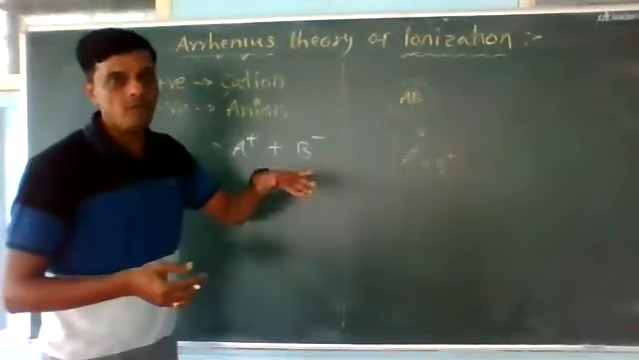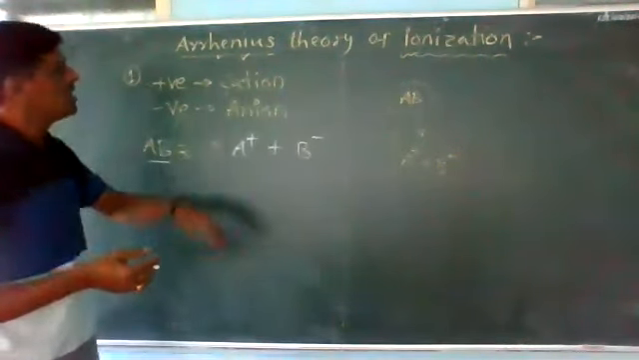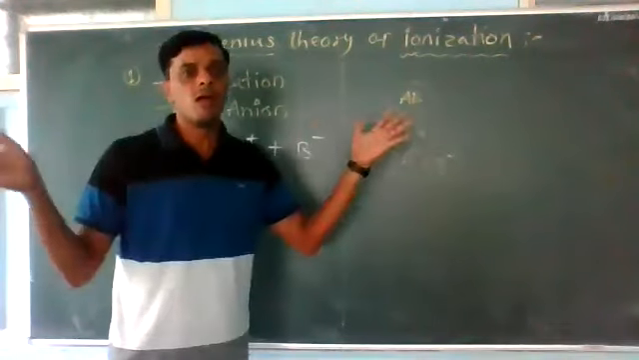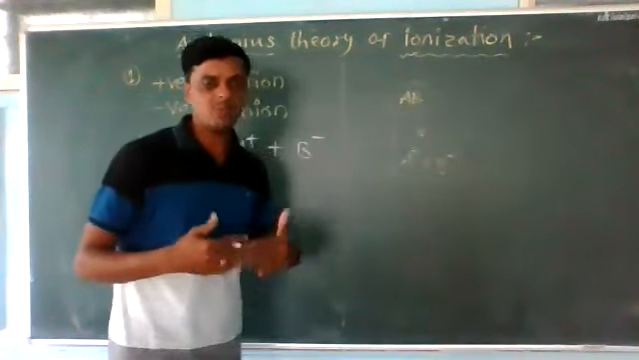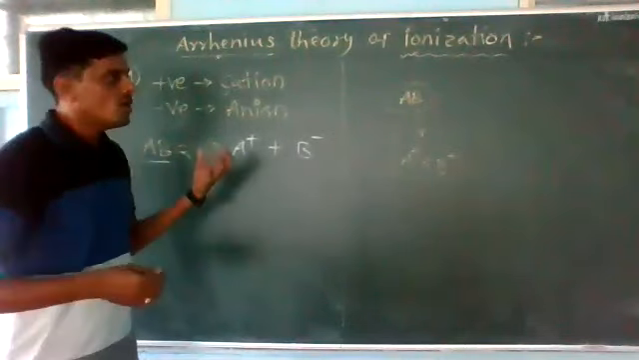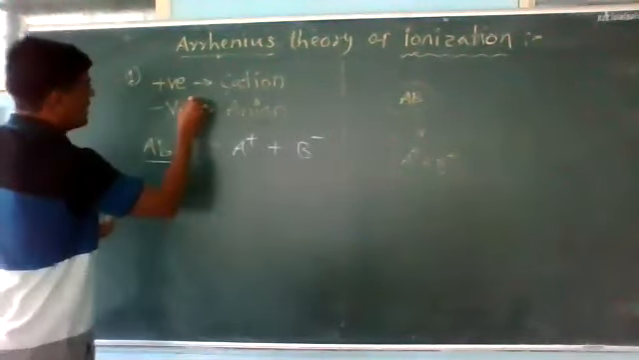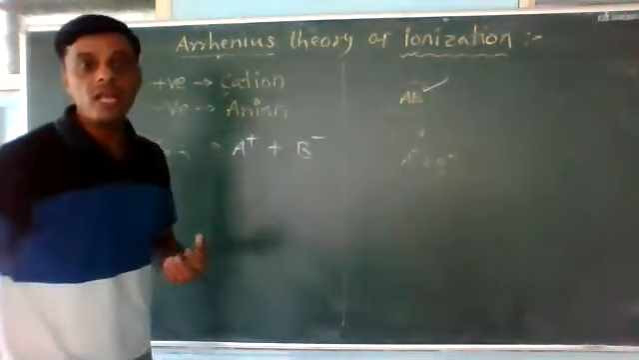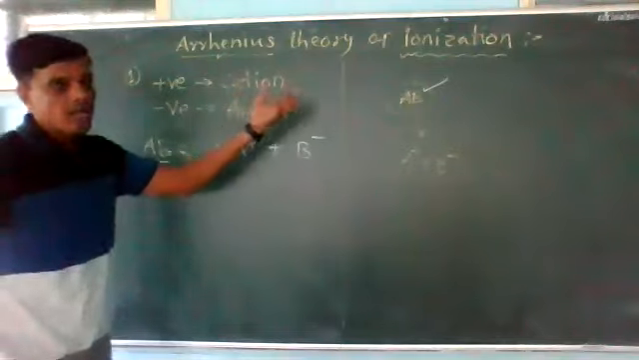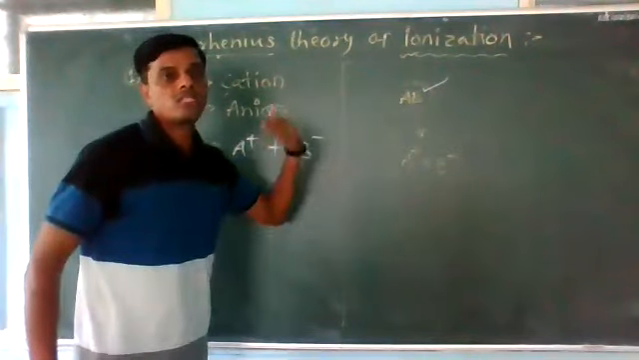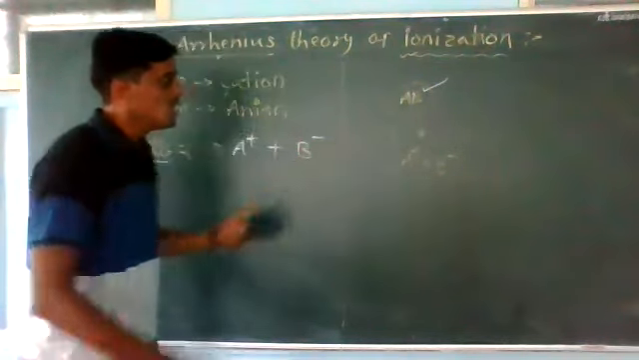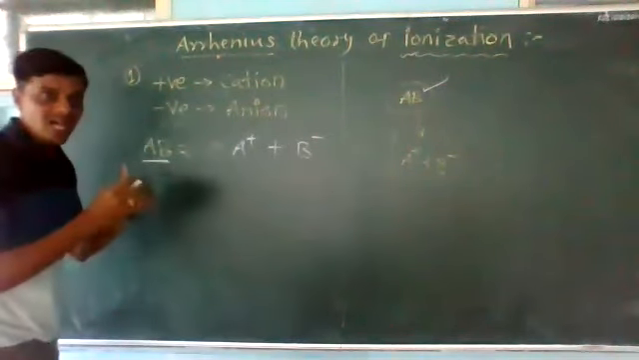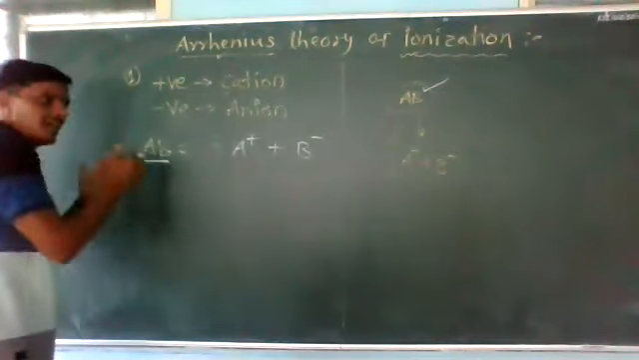Later on, after a few years, the scientist Arrhenius observed through various experiments that the neutral electrolyte, which was taken as AB, we cannot say is simply neutral, because though it is neutral in nature, ions are present in its solid state also.